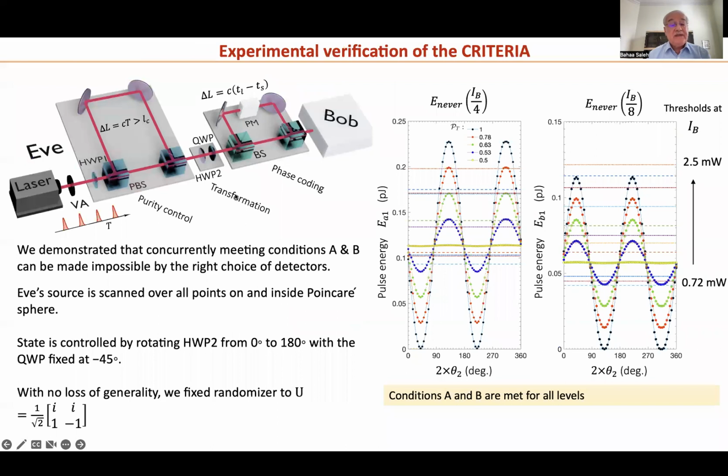We've also done an experiment in which we played the role of Eve, controlling the polarization state to scan all points within the Poincare sphere before the polarization state enters Bob's. And we tested experimentally for these particular detectors that I alluded to, whether we indeed satisfy the conditions. And it turned out that for one choice, the conditions are fully satisfied. Actually, in this case, in the experiment, the conditions A and B were met for all levels of blinding power.